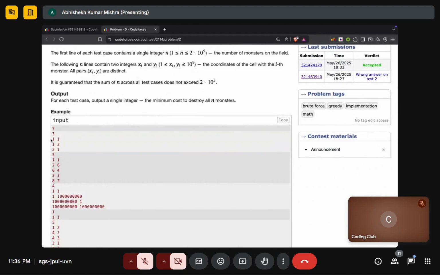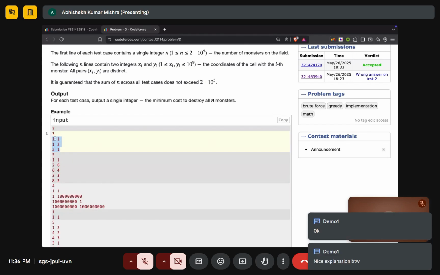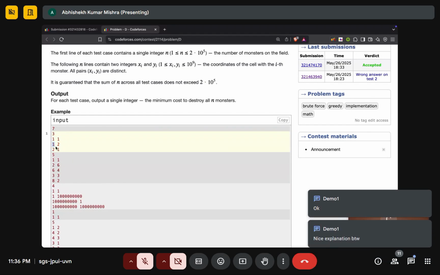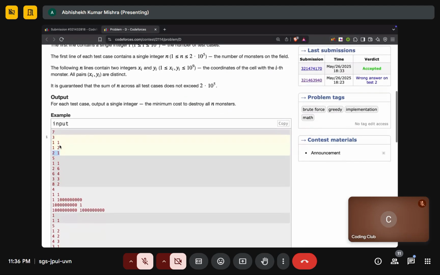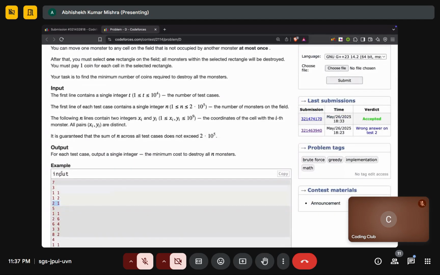This is basically a question where we are given n monsters and the location of each monster in the matrix. So let's suppose at 1 comma 1 there is one monster, at 1 comma 2 there is another monster, and at 2 comma 1 there is another monster. So there are a total of 3 monsters. And what we have to do is select one rectangle, and all the monsters must lie in that rectangle, and the cost of removing all the monsters will be the number of cells in that rectangle. But we are given one liberty. What is that liberty? We can move any one of the monsters to any cell exactly once.